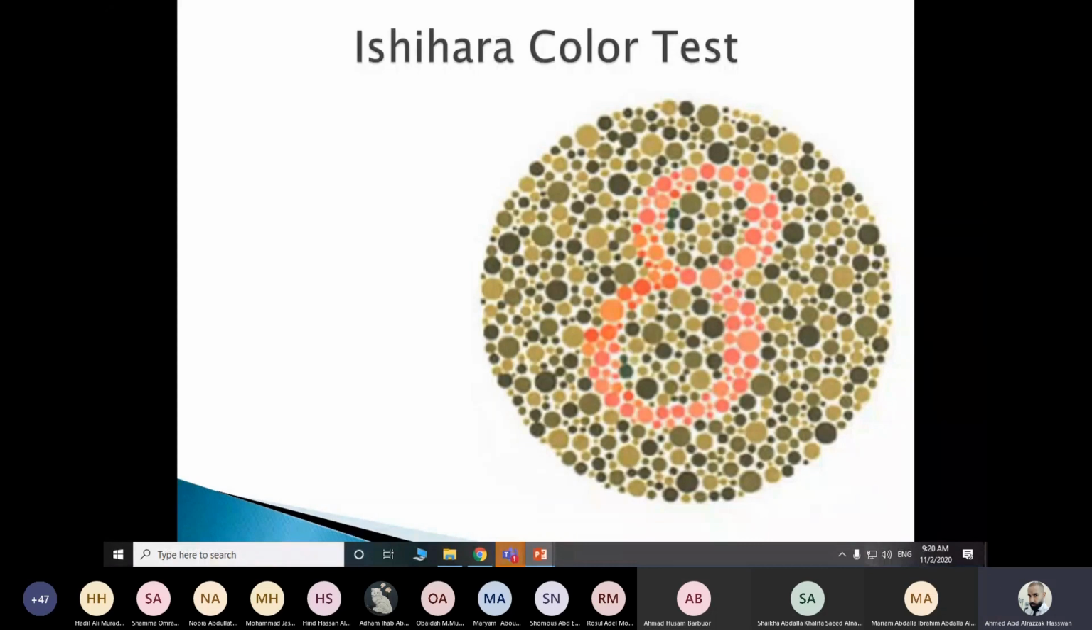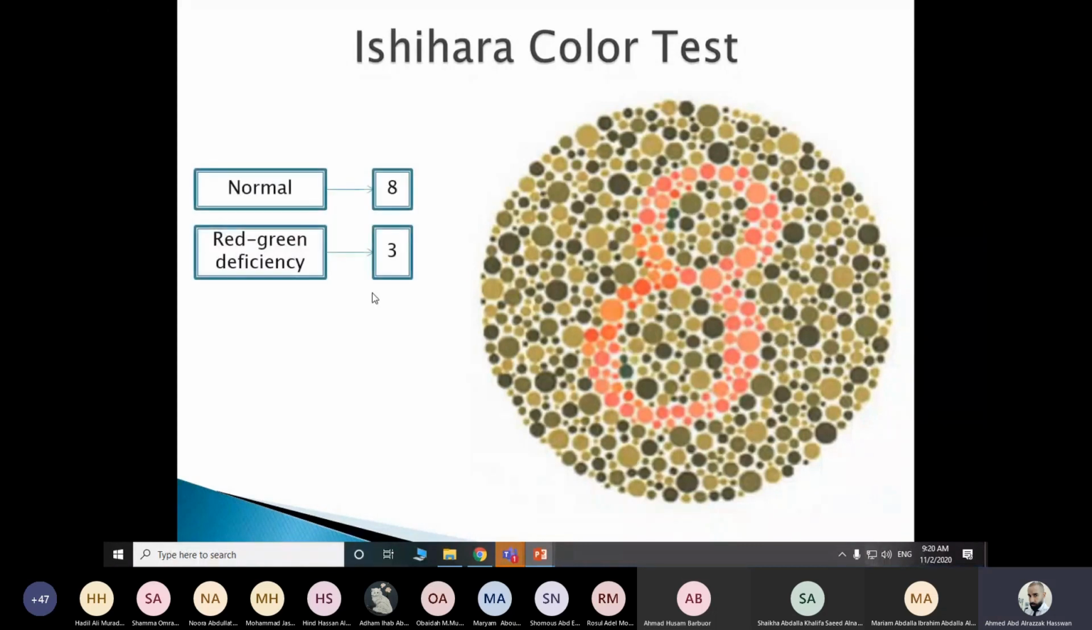So when we go to the interpretation of the Ishihara color test, normal individuals could appreciate the number 8, while patients with red-green deficiency could see another number entirely. It's so interesting that they could see number 3 here. And it's very important because in the driving license, why? Because red-green deficiency is crucial in the traffic lights. That's why they usually do it before we take our driving license.